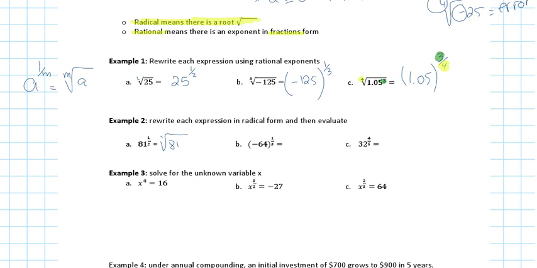How about this one? How would I write that one? Negative 64 with the 3 outside square root. So cube root of negative 64, yeah? Perfect. How about this one? 32 to the power of 4 over 5. What root is it? The 5th root of 32 to the power of 4. Yeah.